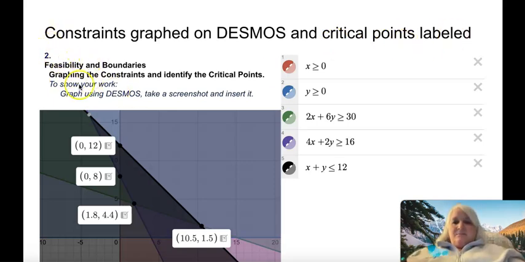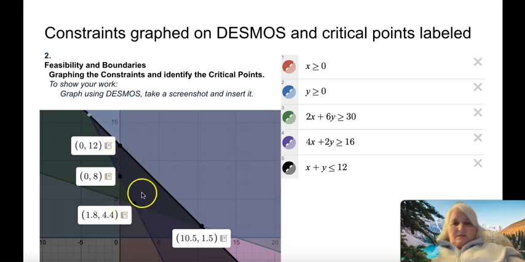So this is the second part of the problem for linear programming. And here's my constraints that I put into Desmos. And then here's my critical points. We have 0, 12 right here. This gets into the negative range. 0, 12. And so this is a border. 0, 8. And then 1.8 and 4, 4. Okay, and 10.5 and 1.5. This is a little dark here, kind of hard to see, but here is my feasible region.